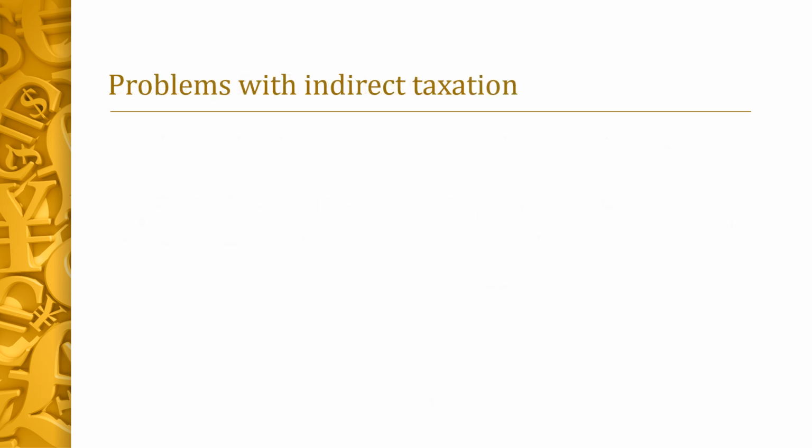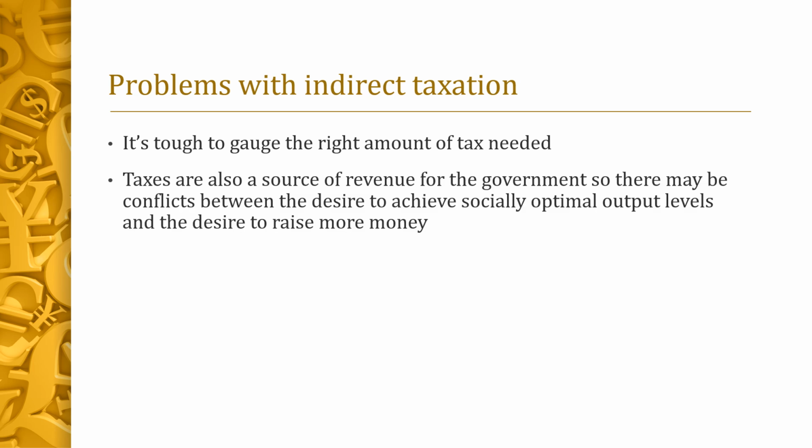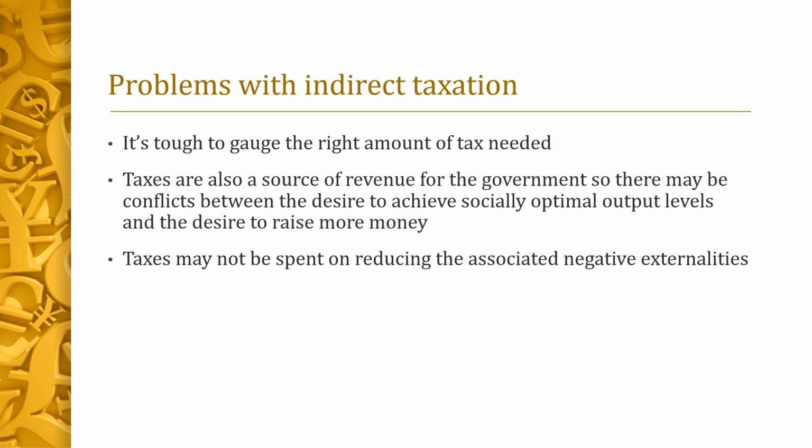Some of the problems with indirect taxation include it's tough to gauge the right amount of tax needed because the problem is difficult to judge, and it's also hard to know exactly how people will respond to new taxes. Taxes are also a source of revenue for the government, so there may be conflicts between the desire to achieve the socially optimal output levels and the desire to raise more money. Taxes may not be spent on reducing the associated negative externalities.